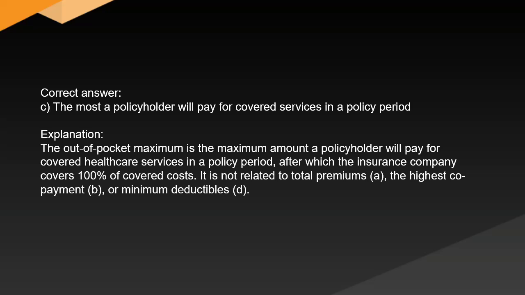Explanation. The out-of-pocket maximum is the maximum amount a policyholder will pay for covered healthcare services in a policy period, after which the insurance company covers 100% of covered costs. It is not related to total premiums, A, the highest copayment, B, or minimum deductibles, D.